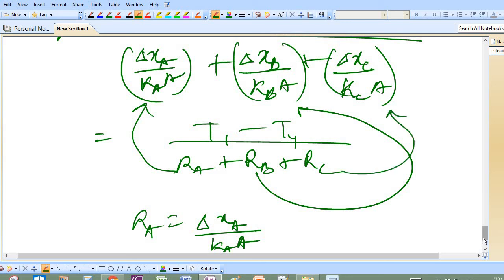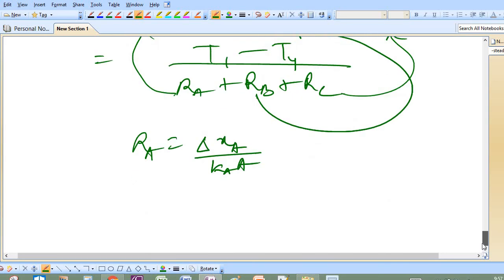So hence the final equation is in terms of the overall temperature drop T1 minus T4 and the total resistances R_A, R_B and R_C. This is how we approach the problem of conduction through solids where plane walls are arranged in a series fashion. So that's all for this.